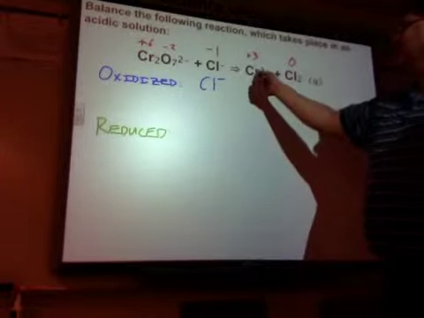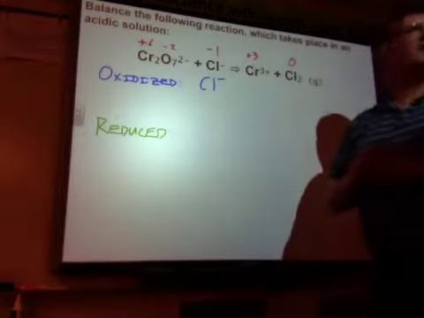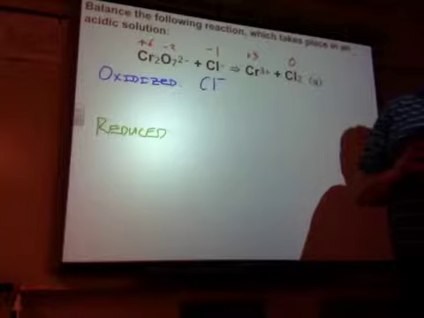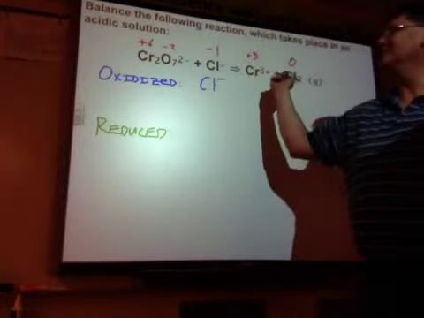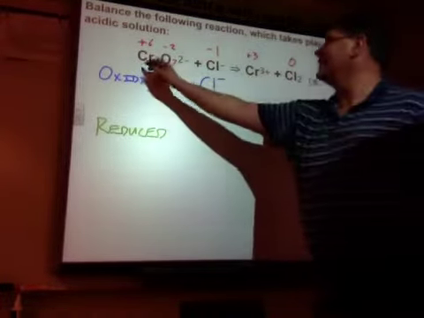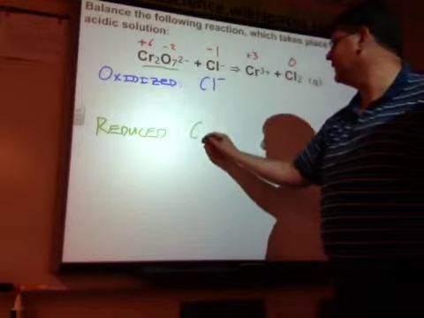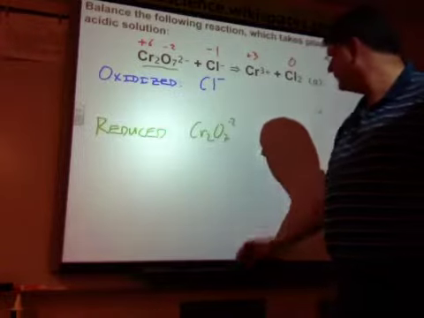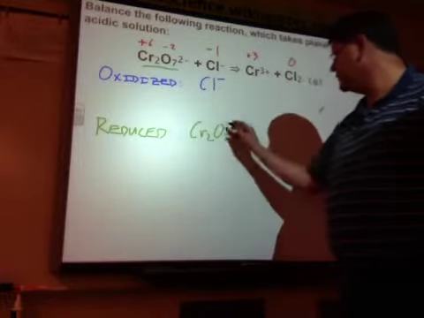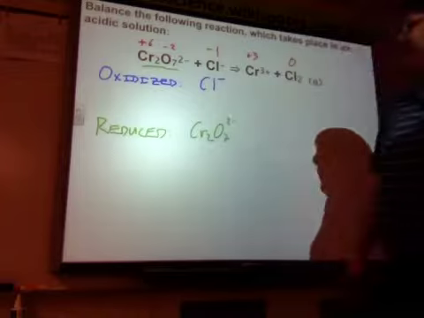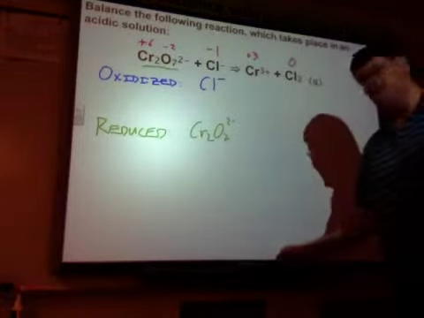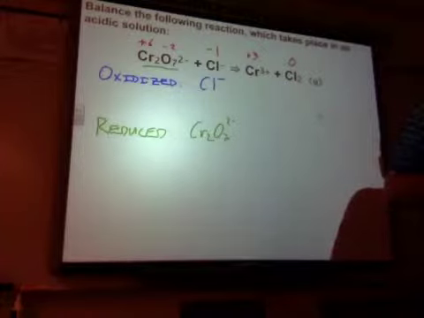Well, chromium ion is the result of it. What's being reduced? Which piece of these is being reduced? The dichromate ion, Cr2O7 2-. That's what's being reduced. Okay? Knowing this information, let's write a half reaction for each of these.